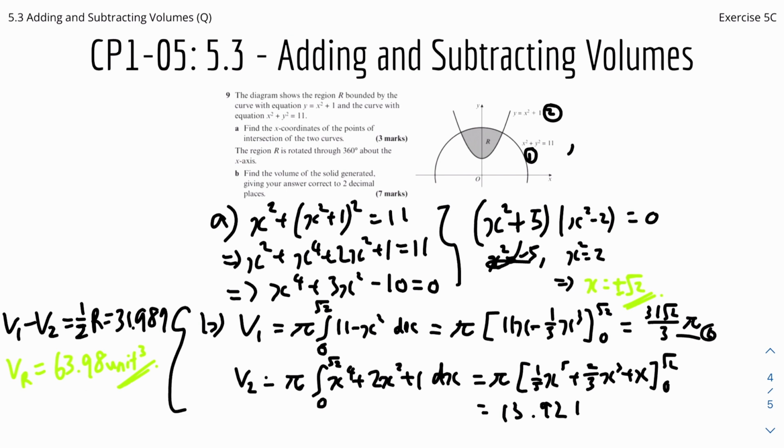And in our next video, we'll look into 5.4 for modeling with volumes of revolution, which will be fun as you'll relate volumes of revolution to real life scenarios.